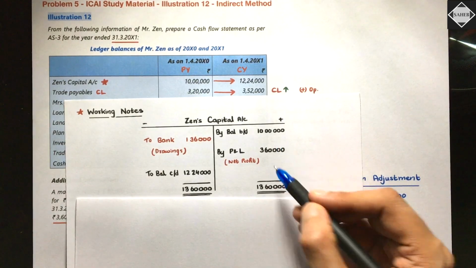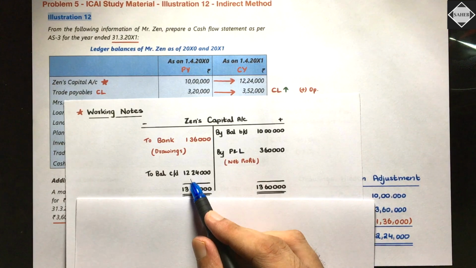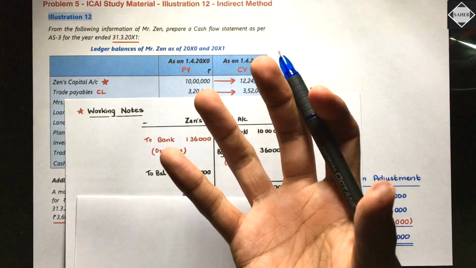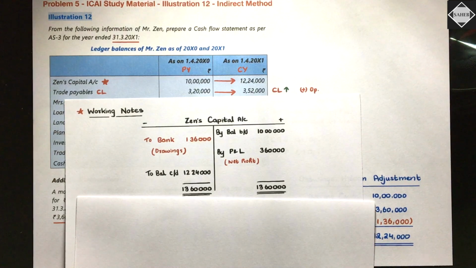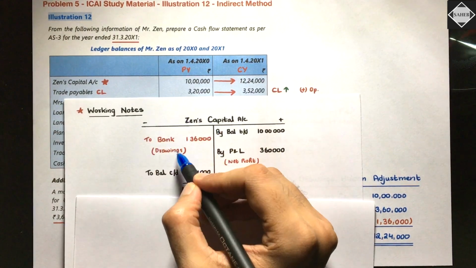Simple. So that's 13,60,000 on both the sides. 13,60,000 minus 12,24,000, the balancing figure is what? The money that has been withdrawn. Withdrawn by whom? The Zen. Is it clear? So Zen has withdrawn this.